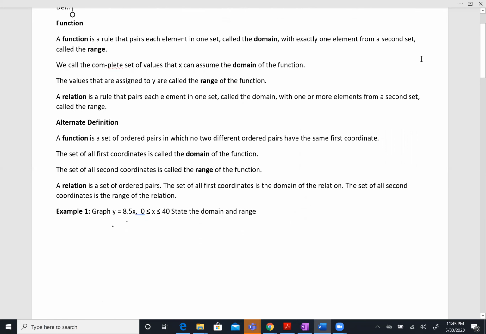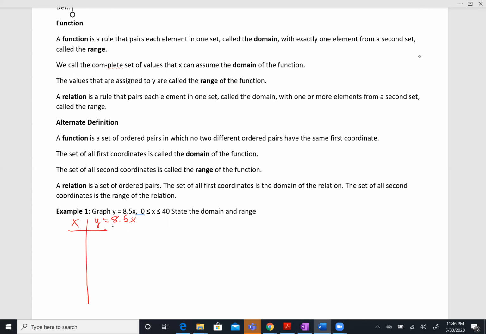So the first one talks about graphing y equals 8.5x, and a requirement for x is from 0 to 40, and they asked me to state the domain and range. Okay, so let's graph this one first. Firstly, I would like to have a t-table. The first column is for the value of x, and the second column is for the value of y, which equals 8.5x.